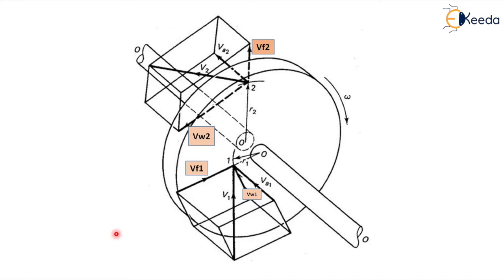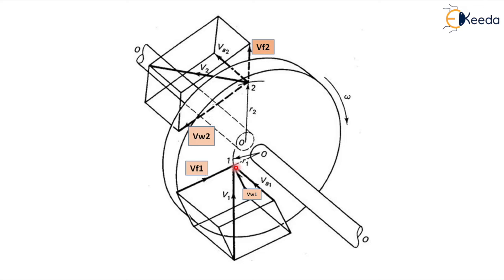Now, you see here, this is a general diagram. In this case, there is no blade. We are assuming that this is a rotor and this one is the shaft. Suppose this is the inlet condition and this one is the outlet condition. At the inlet condition, suppose the absolute velocity is V1.